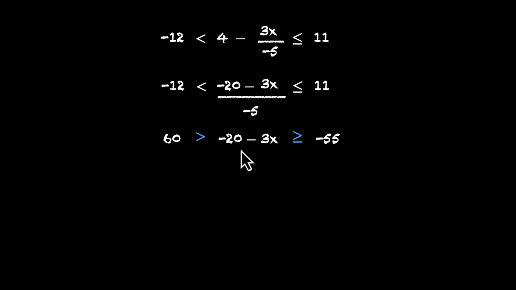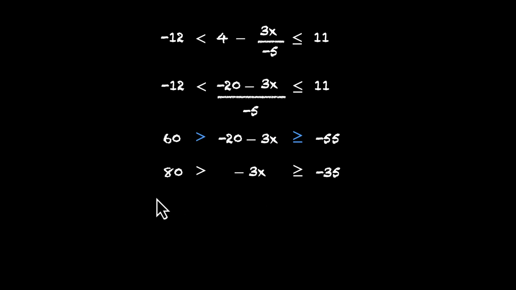Okay, back to isolating x. We have 20 here. So let's subtract 20 on all three sides. 60 minus 20 gives us 40. This 20 cancels out. We have minus 3x. Minus 55 minus 20 gives us minus 75. Again, let's be careful with the signs. Signs remain the same. Greater than stays greater than, equal to stays greater than equal to.